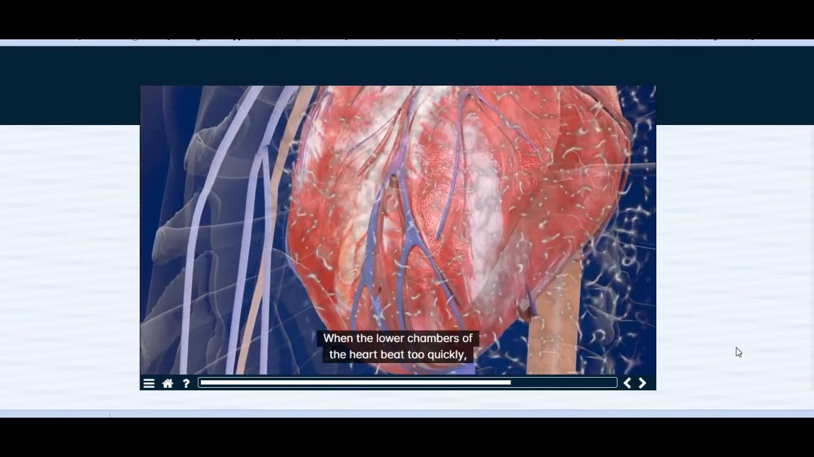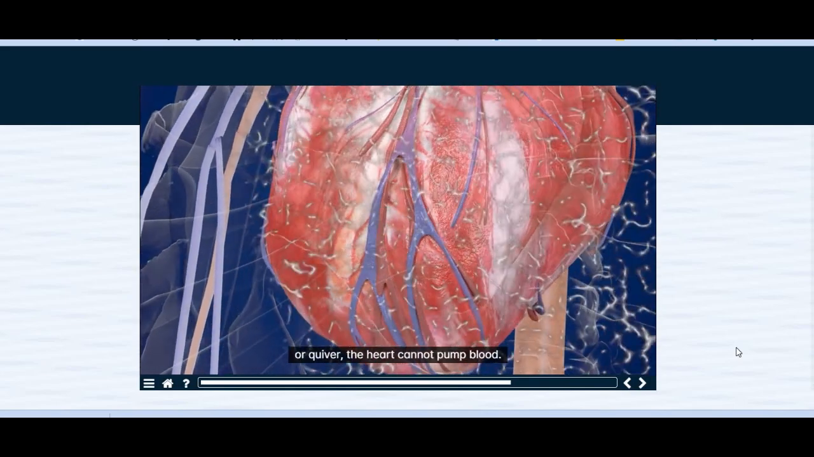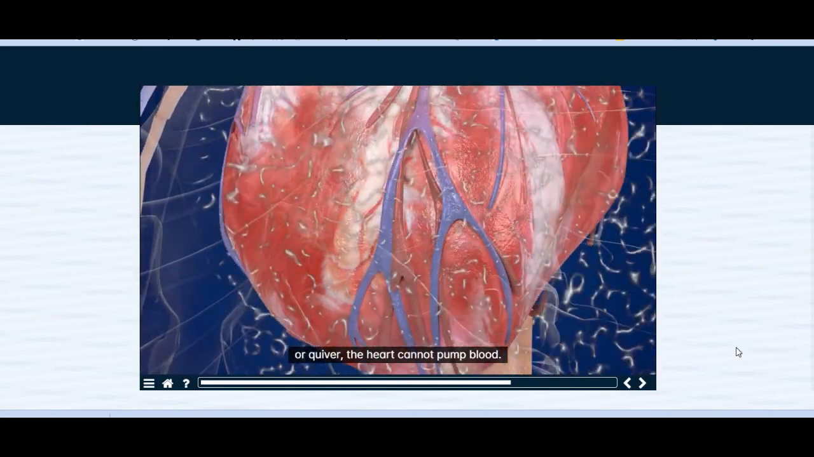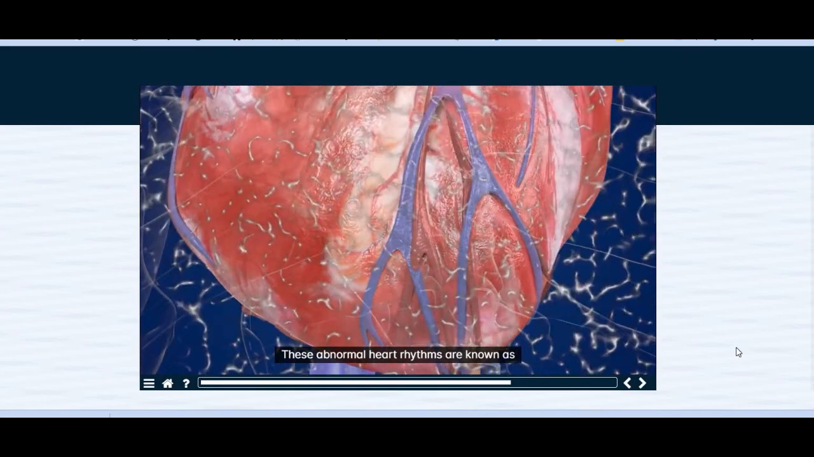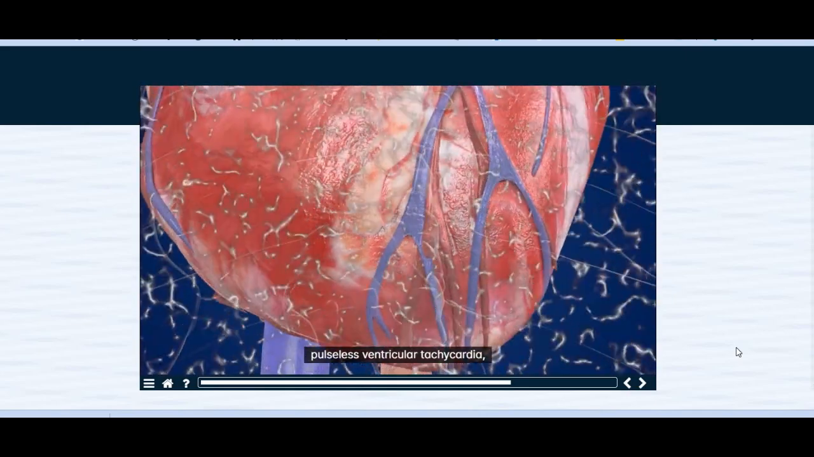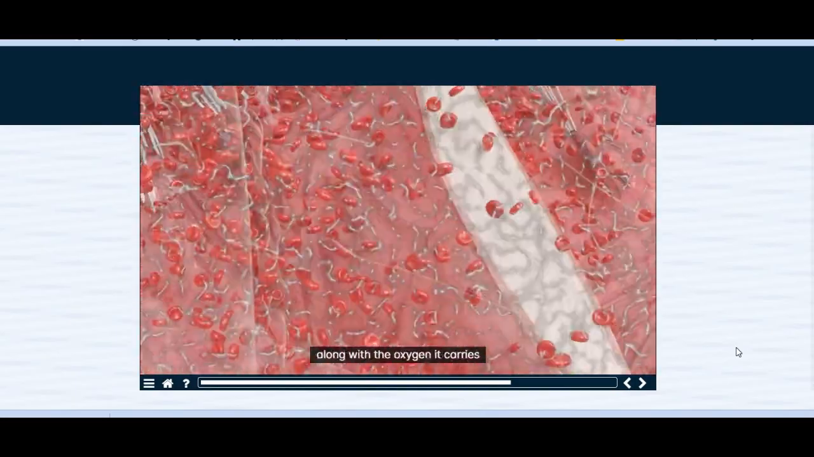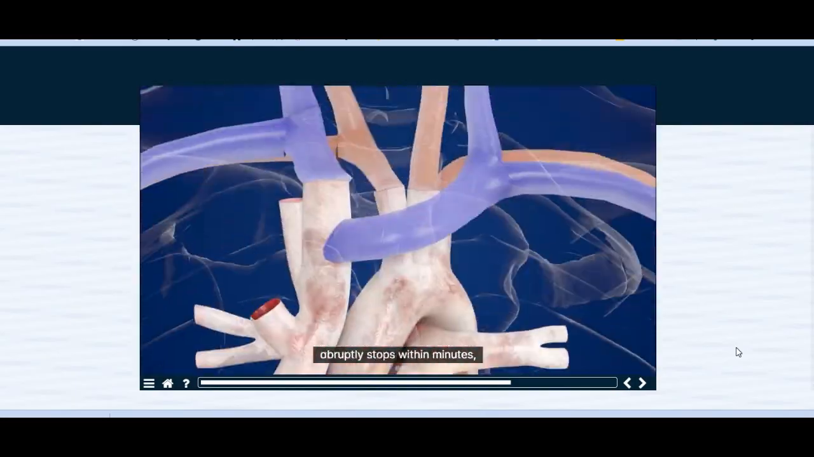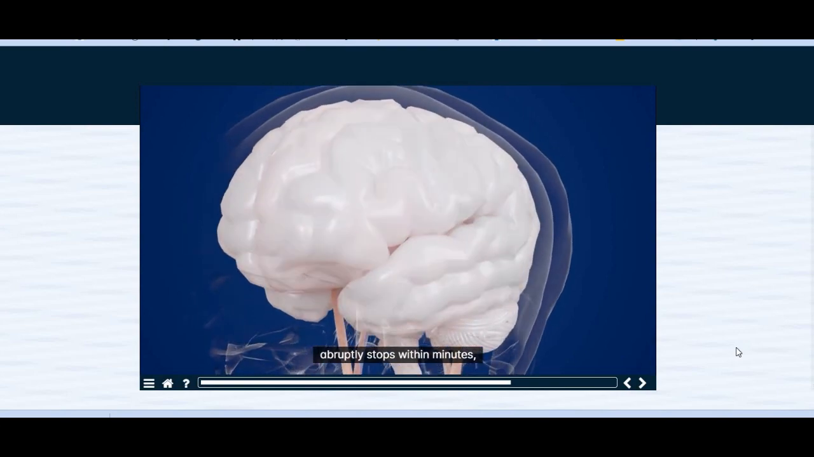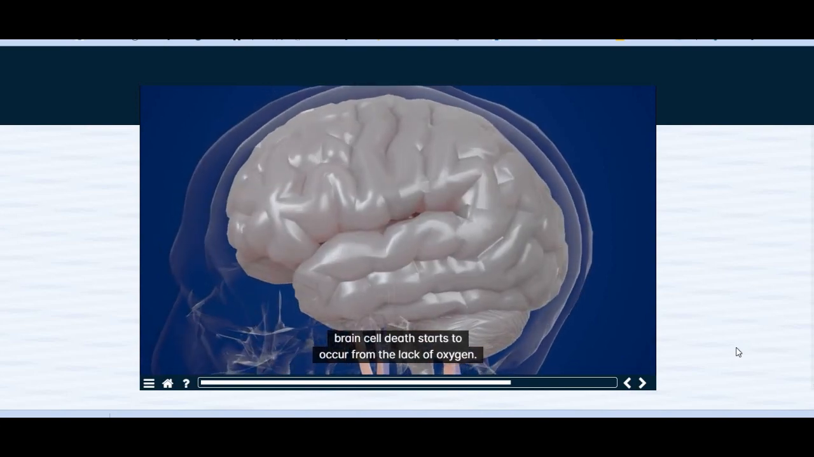When the lower chambers of the heart beat too quickly or quiver, the heart cannot pump blood. These abnormal heart rhythms are known as pulseless ventricular tachycardia and ventricular fibrillation. Blood flow to the body, along with the oxygen it carries, abruptly stops. Within minutes, brain cell death starts to occur from the lack of oxygen.